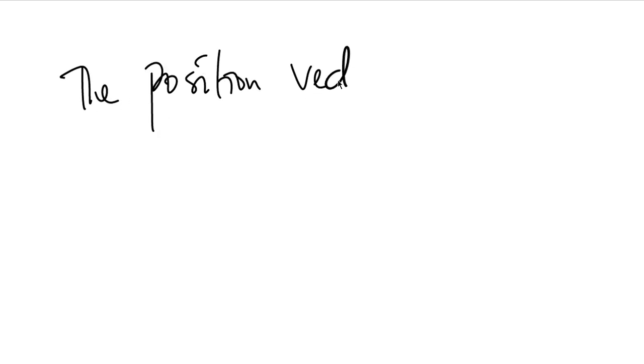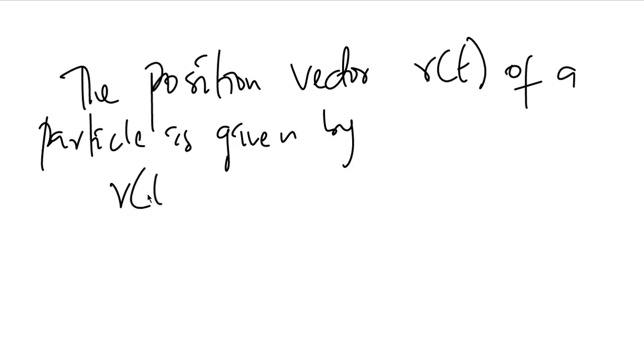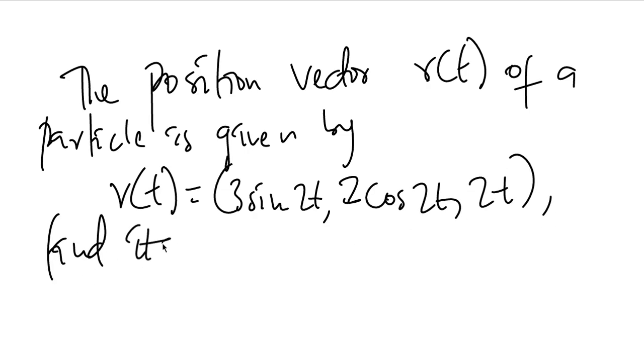So let's say you are given this question now. This was one of the questions I got from the CA booklet, and the question goes this way. It says the position vector r(t) of a particle is given by r of t equals (3 sine 2t, 3 cos 2t, 2t). Find its velocity. This is r of t.